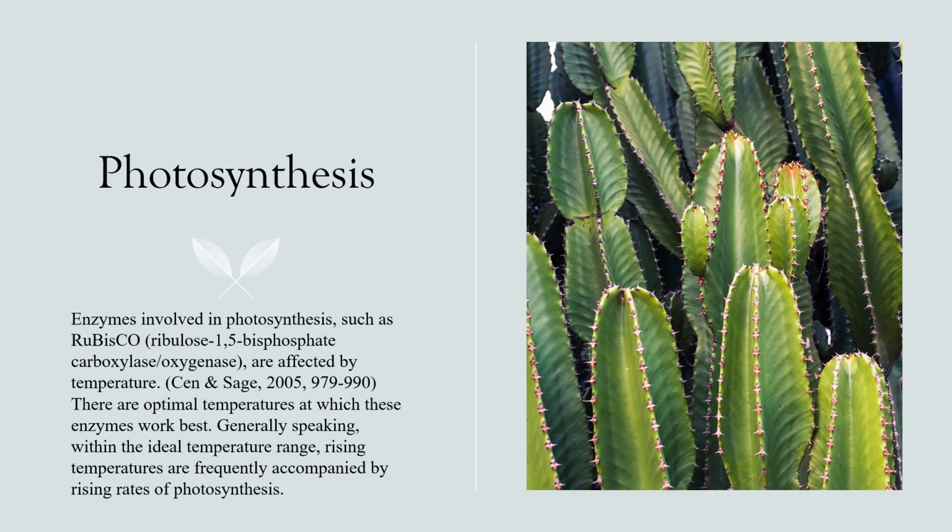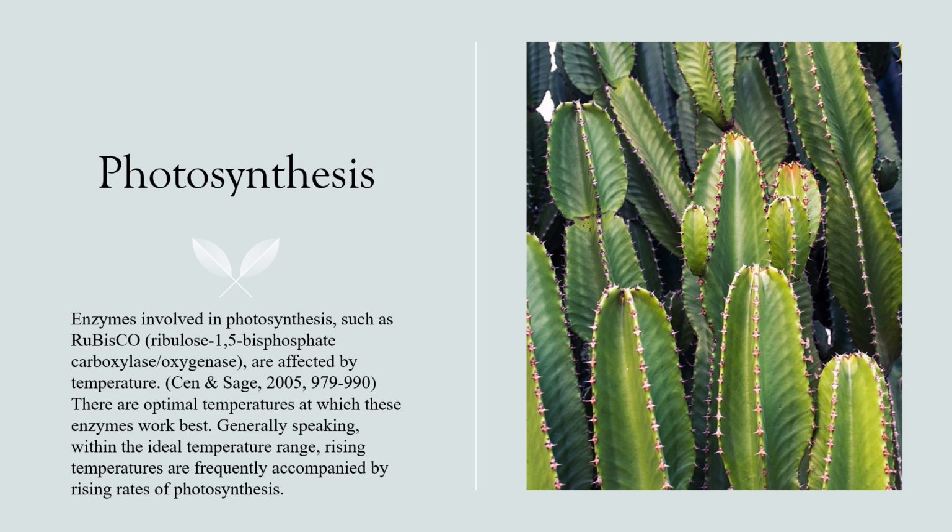Understanding the temperature requirement is crucial for growing plants in order to maximize photosynthetic efficiency. Enzymes involved in photosynthesis, such as rubisco, are affected by temperature. There are optimal temperatures at which these enzymes work best. Enzymatic activity may drop outside of this region, which would slow down photosynthesis.